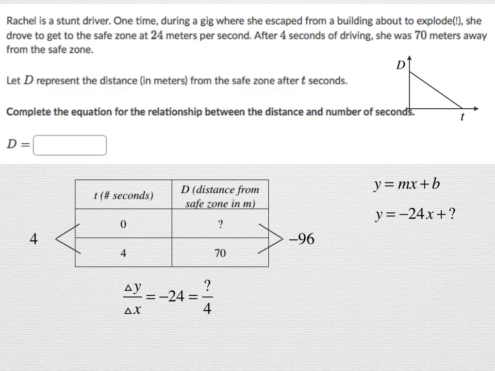So then to figure out your initial value, you think, how many meters away from the safe zone was Rachel? Which when you subtract 96 meters away, you get to 76 meters. So let's just go in reverse and add, and we get 166 meters. That is my initial value. And so we have our equation of y equals negative 24x plus 166.